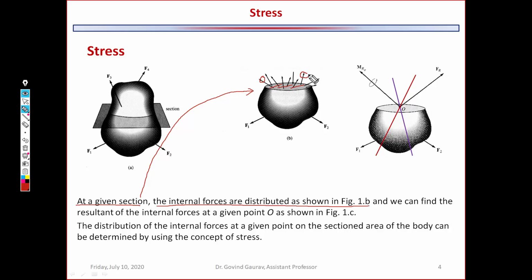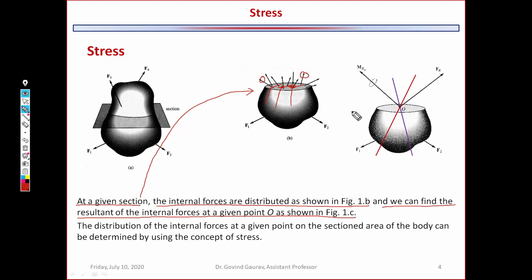This particular section comprises different points. Say this one is the first point, this one would be the second point, and so on. There are a number of points on which different types of forces are acting. These are the different resultant values of the forces acting at different points on a particular section, and we find the resultant of the internal forces at a given point O as shown in figure 1c. So this is the first point, this is the second point, there can be a third point. There are infinite numbers of points.